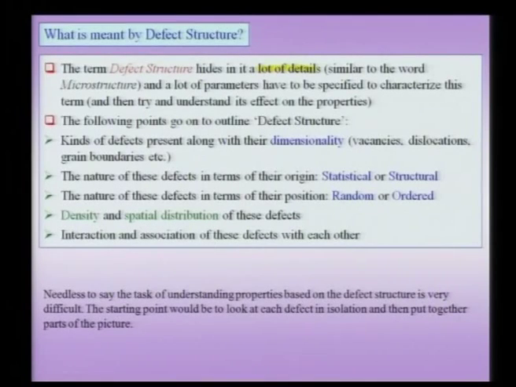It hides inside it a lot of details, and is in some sense very similar, as I pointed out, to the term microstructure, which also hides in it a lot of details, and a lot of parameters have to be specified to characterize this term. Of course, the bigger goal would be not only to understand the defect structure, but to correlate it with the properties. Exactly the same way, not only do we want to describe the microstructure, but we want to correlate the microstructure to the properties, what we typically call the structure property correlation or the microstructure property correlation.